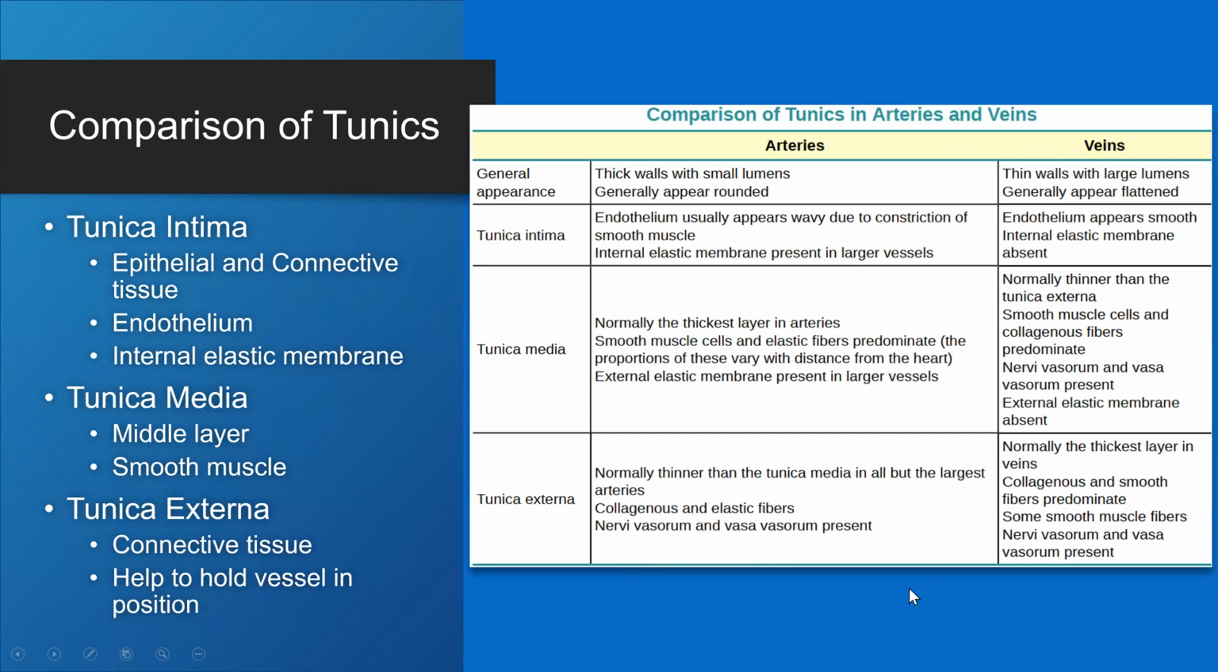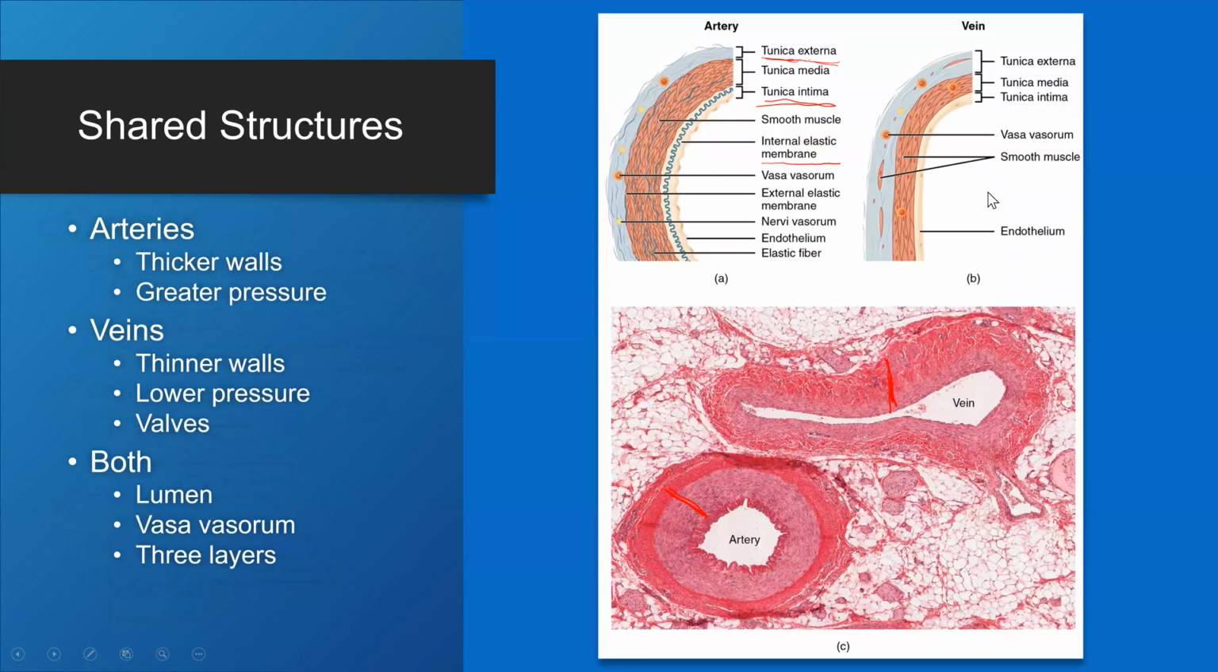Collagen and smooth fibers, not smooth muscles. Some smooth muscle fiber can be found, and of course we have nervi vasorum and vasa vasorum present as well. Right, so take a minute and read this comparison and see if it makes sense for you. You can also look at the diagram over here on the previous slide. And another good one is this histology diagram. You can see the difference in appearance between artery and vein.